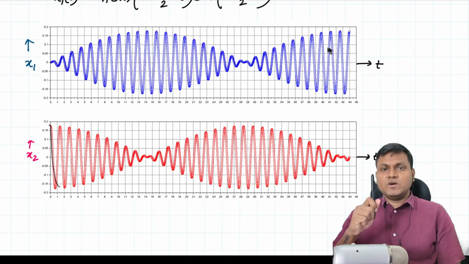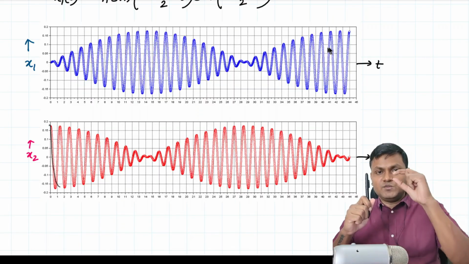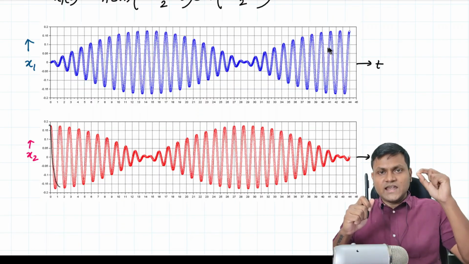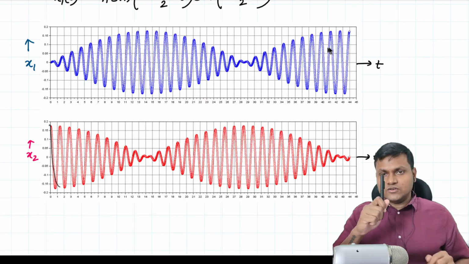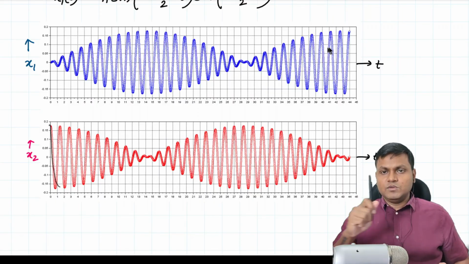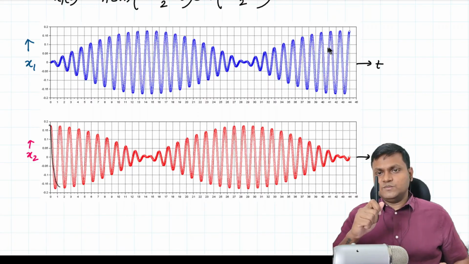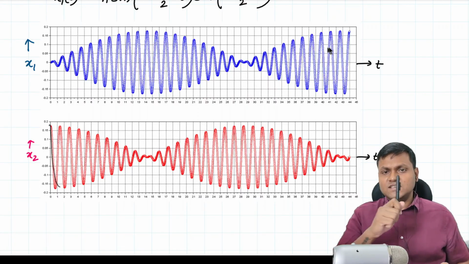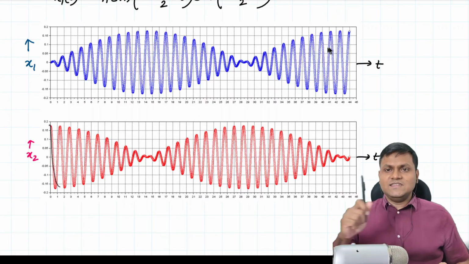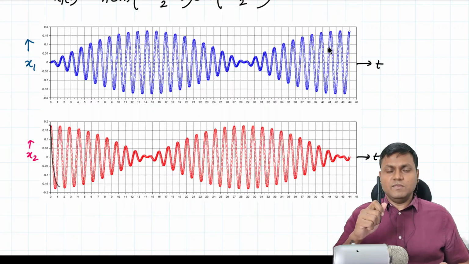Initially x1 is at rest, but when we provide displacement to x2, because it's connected to x2, x1 also starts oscillating. Its amplitude increases, it reaches a maximum, and then the amplitude decreases and becomes minimum. Again the amplitude increases and becomes maximum, and again the amplitude decreases and becomes minimum.